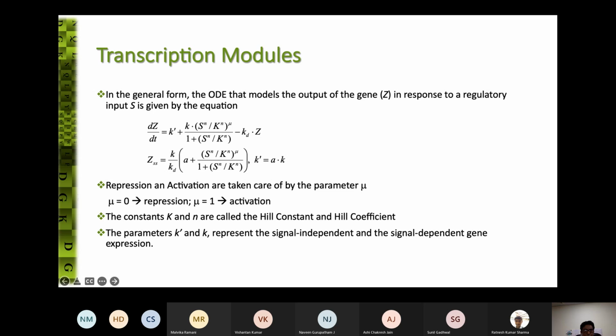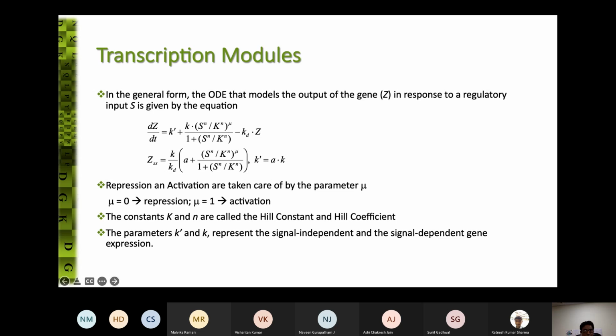And the condition that you find here for repression and activation depends on this coefficient mu here, which will be either 0 or 1. If it is 0, then obviously the numerator will become 1, and that will give you this automatic reverse switch. That means from high it goes down to the low value. And if it is equal to 1, it is the positive switch that is giving the activation, going from 0 to a higher value, some steady state value.